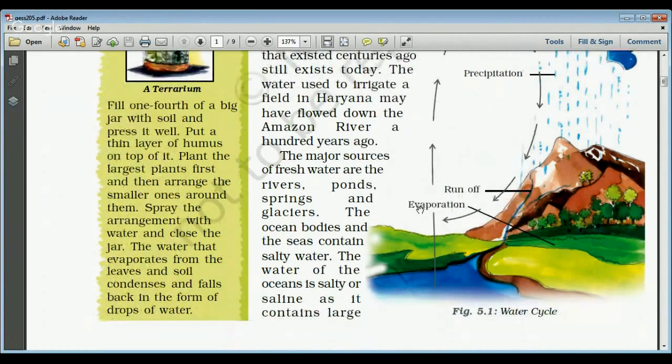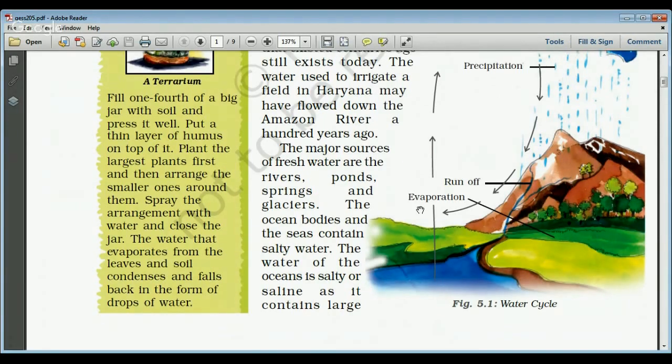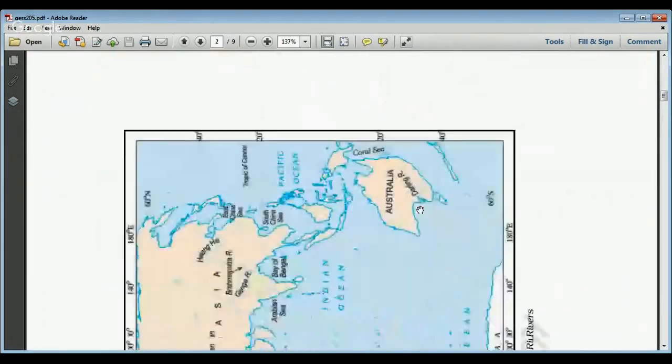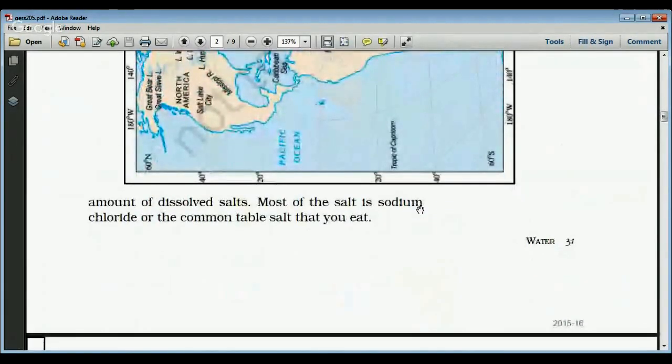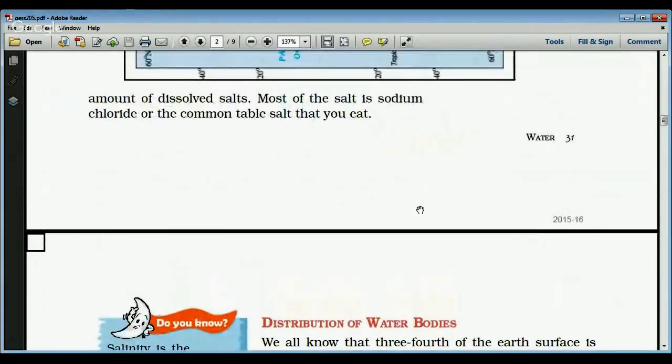And if you see the major sources of fresh water, there are rivers, ponds, springs and glaciers. But the problem is that out of 100% of the water available on the earth, oceans and seas contain around 97%, and most of that is salty water, because it contains NaCl, the common salt, and various types of solvents. So that water we cannot use. That is why it is said that in spite of having a large amount of water, earth may suffer from water scarcity.